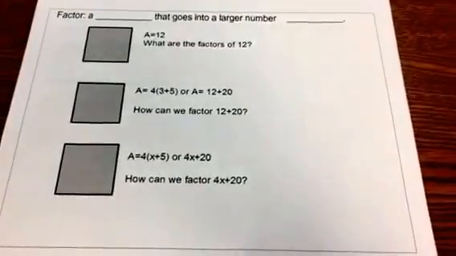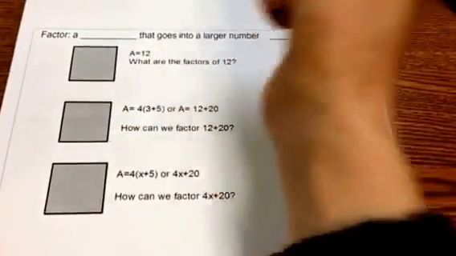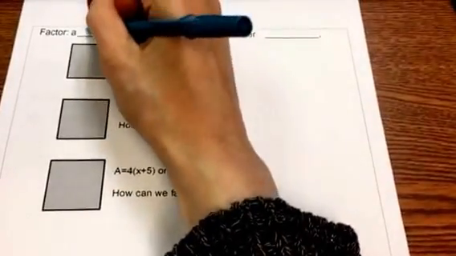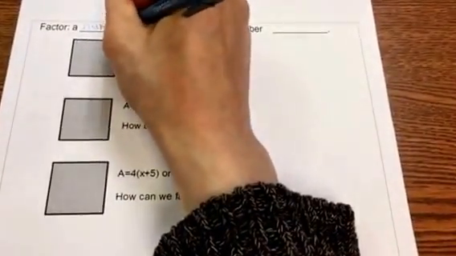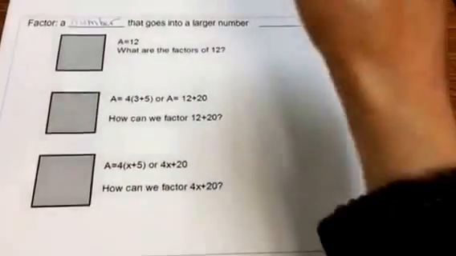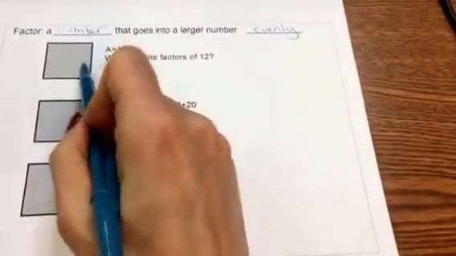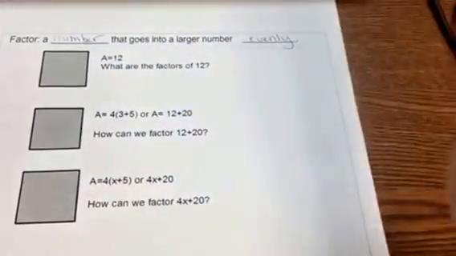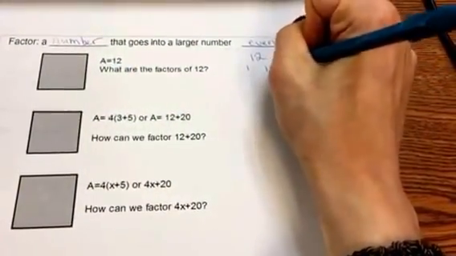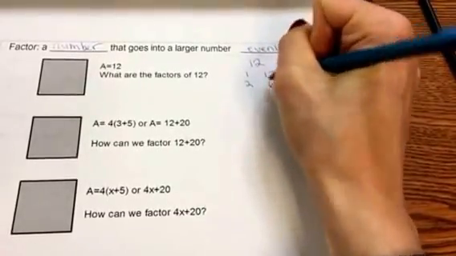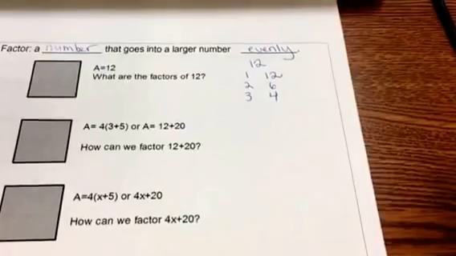So now I'm going to talk about factoring. Remember that a factor is just a number, is that clear, a number that goes into a larger number evenly. So in my first box, I had the area of 12. So what are the factors of 12? Let's think about this. My factor pairs are 1 and 12, 2 and 6, 3 and 4. Those are all the numbers that go into 12 evenly.